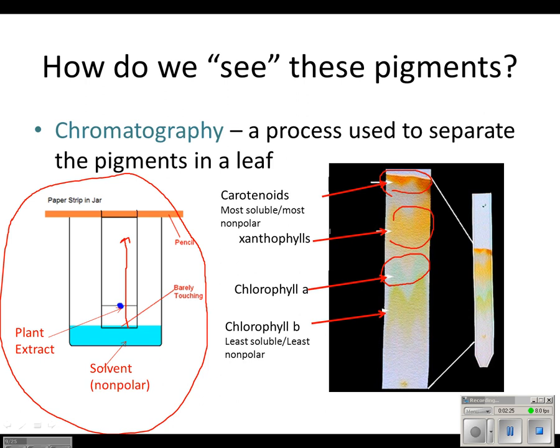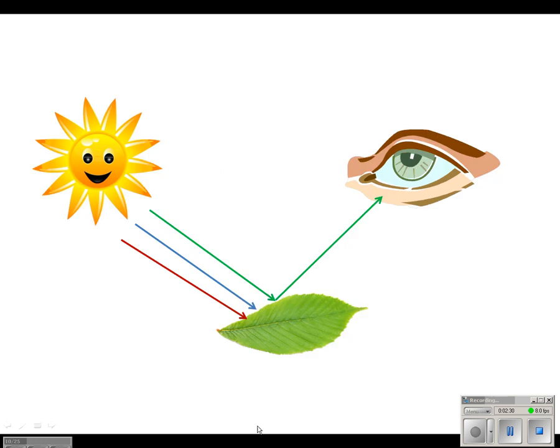The reason that plants actually look green to us is because green light is reflected. When light hits the leaves, it's actually traveling in red, blue, and green, and these are all used for photosynthesis. But the red and the blue light is actually going to be absorbed by the leaf, whereas the green light, because of that green chlorophyll, is actually reflected. So when it's reflected, that's what we see, and that's why plants appear green.